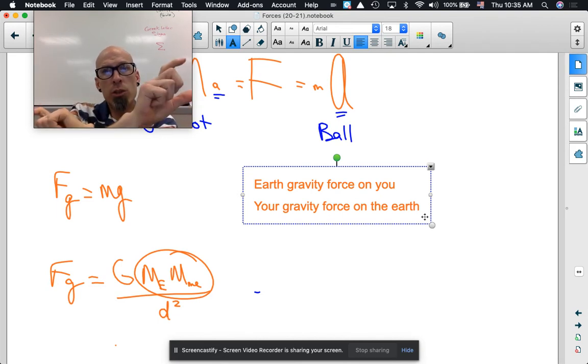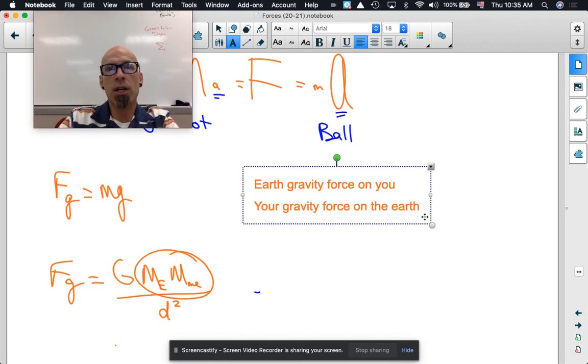Yes, because we've just switched around the agent and the object, which means they're equal. Newton's third law says that those two forces are equal in amount, opposite in direction. You are pulling on the Earth as hard as the Earth is pulling on you. That one's hard to accept.